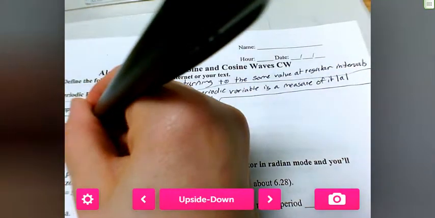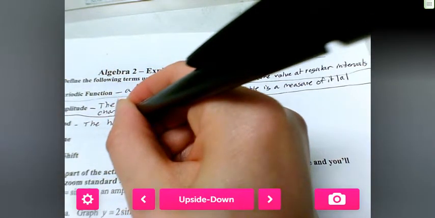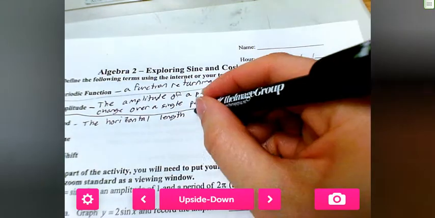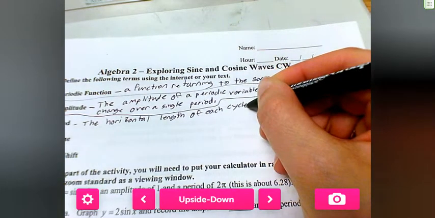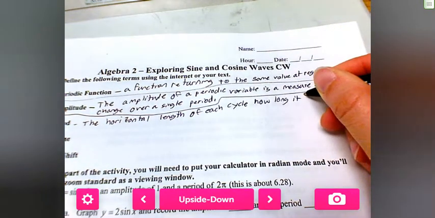Okay, a period is the horizontal length of each cycle. How long it takes to repeat. Midline.